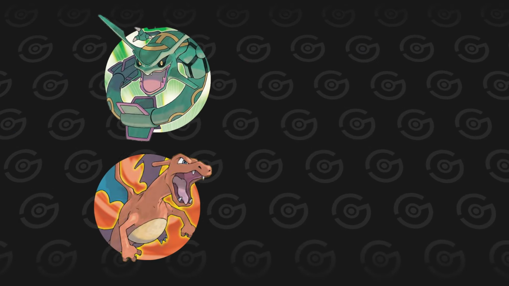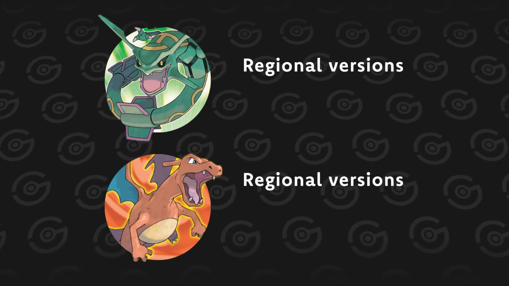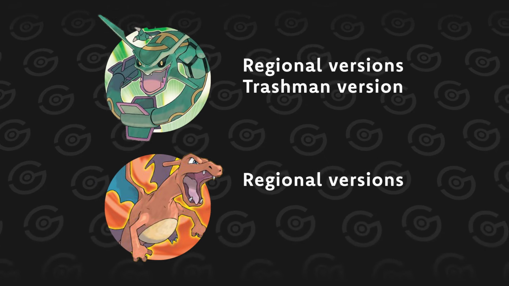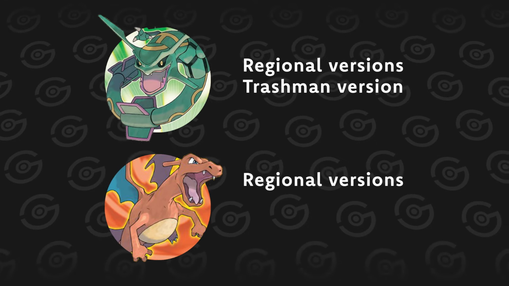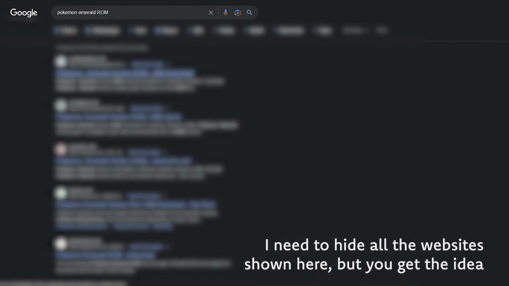In the case of Pokémon ROMs, there are specific versions. For example, Pokémon Emerald has the Trashman version, or a Pokémon Fire Red ROM sometimes requires the Squirrels ROM version. All of these are also very easily found with a simple Google search.